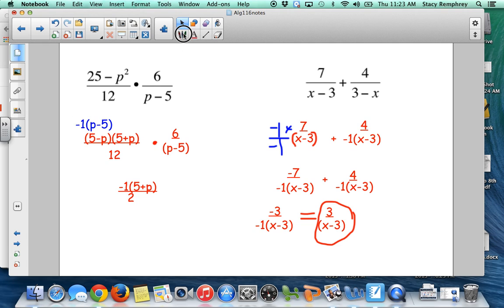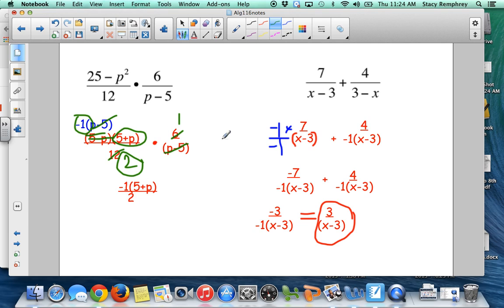All right, this one I typed it out for you here. In the red right here, I have 25 minus p squared factored. Then what I did for this is I pulled out the -1. I just rewrote it with the -1. Then I can cancel the 12 and the 6, divide them both by the common factor of 6, I should say. The p minus 5s will cancel. So on the top, I'm left with -1, 5 plus p, and in my denominator, I'm left with a 2.